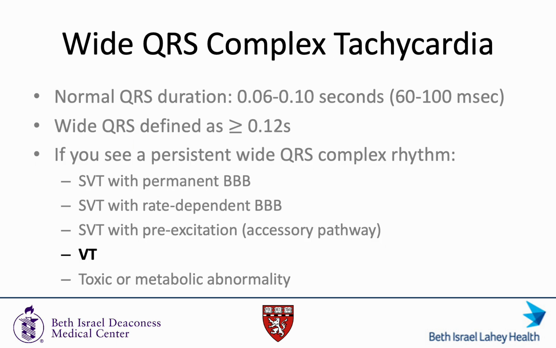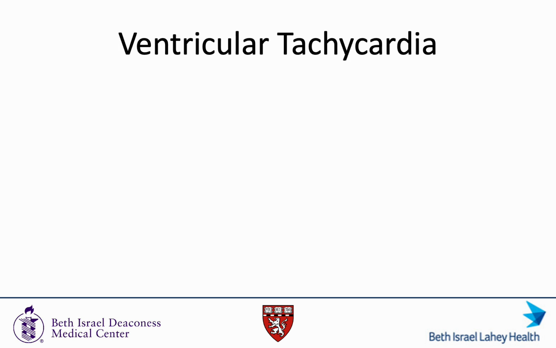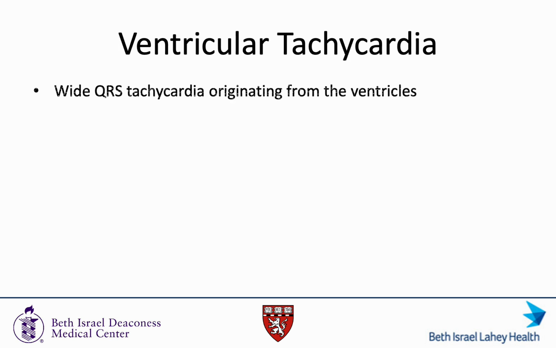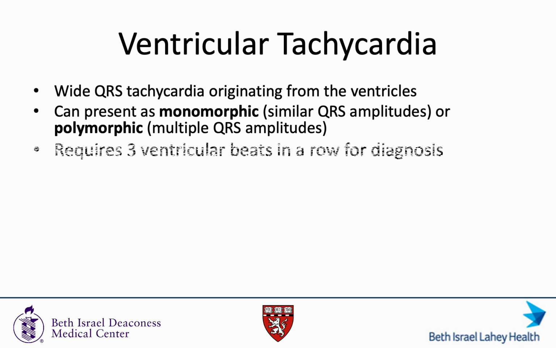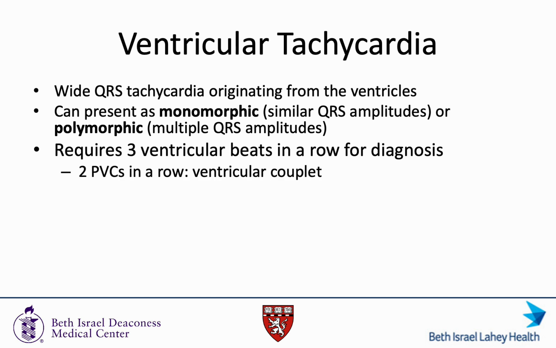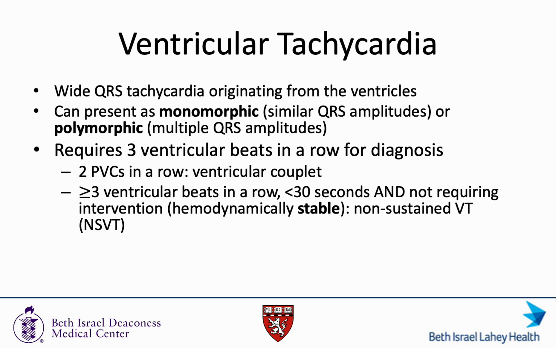Let's turn our attention to ventricular tachycardia. Ventricular tachycardia is a wide QRS complex tachycardia that starts in the ventricles. It can present either as monomorphic VT, where QRS amplitudes are all similar, or as polymorphic VT with multiple different QRS amplitudes. To diagnose it, you need to see 3 ventricular beats in a row. 2 PVCs in a row are called a ventricular couplet. 3 or more PVCs in a row, with a total duration of less than 30 seconds and not requiring an intervention like a shock, is termed NSVT, or non-sustained VT.